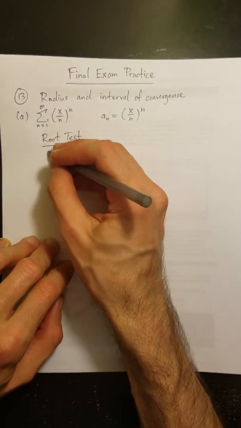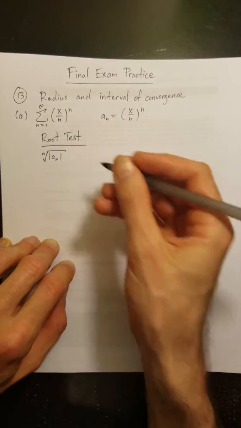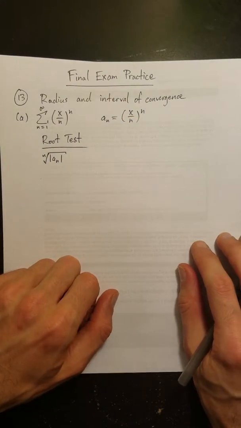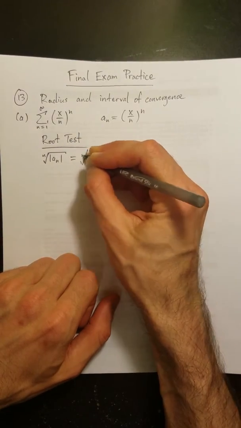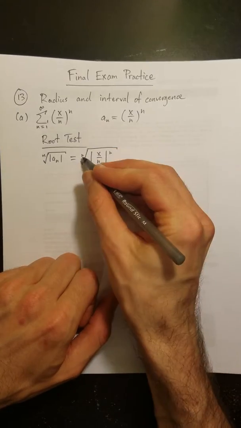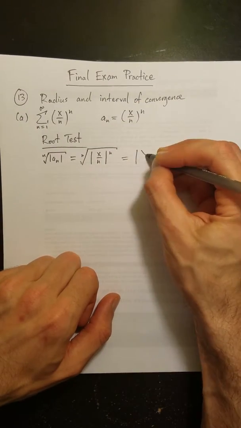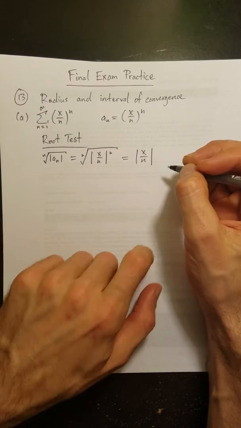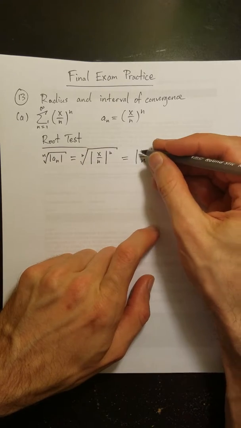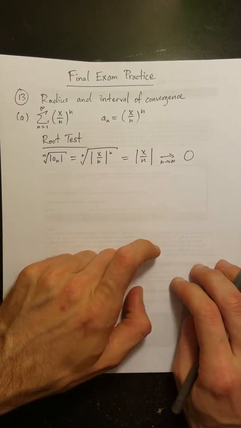With the root test, we're looking at the nth root of the absolute value of the nth term, and we want to ultimately evaluate the limit as n goes to infinity. In this case, this is equal to the nth root of absolute value of x divided by n to the power n. Nth root and nth power, this is why we wanted to use the root test from the beginning. This is just equal to absolute value of x over n, and taking the limit as n goes to infinity for any fixed x, the numerator stays constant at absolute value of x, and the denominator goes off to infinity, and so this goes to 0.